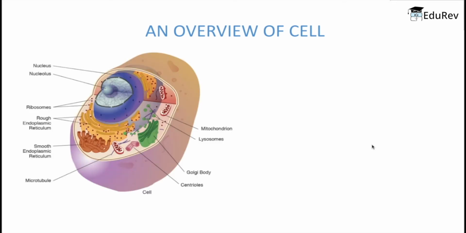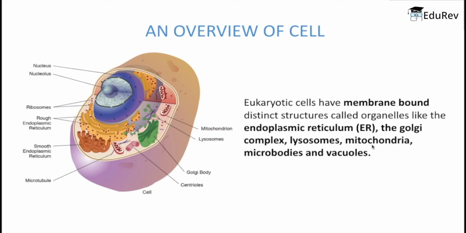Suspended in the cytoplasm are distinct structures called cell organelles. As we know, eukaryotic cells are more advanced compared to prokaryotic cells, so in eukaryotic cells you will find well-developed membrane-bound cell organelles such as the endoplasmic reticulum, which consists of both rough endoplasmic reticulum and smooth endoplasmic reticulum, the Golgi complex or Golgi apparatus, lysosomes, mitochondria, microbodies and vacuoles.